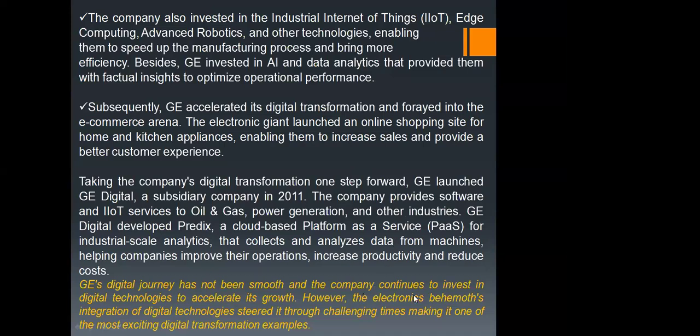Now, however, the electronics behemoth's integration of digital technologies steered it through challenging times, making it one of the most exciting digital transformation examples. The General Electric example has been given on various platforms as a case study of how digital transformation gave them competitive advantages over their competitors or other companies in recent years, in 2000, after that.